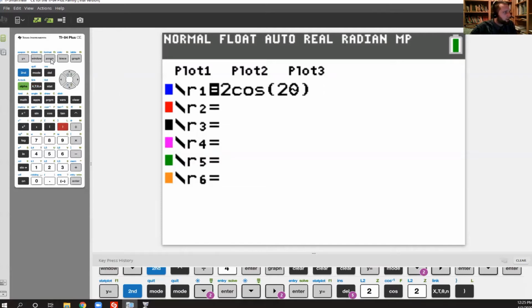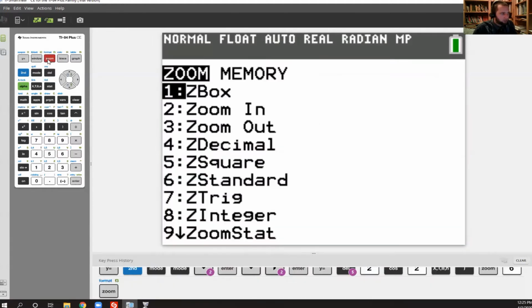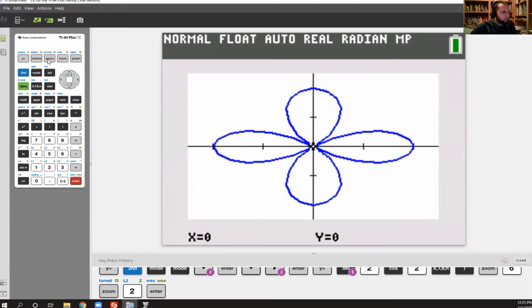And we can graph this in the standard window, zoom 6. This is a little far out, so we could zoom in, of course. Nice, pretty picture. I want to show you just how to see just this one part and verify that your limits of integration are correct.